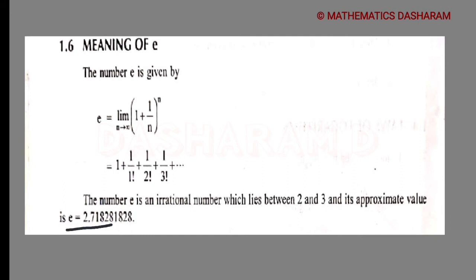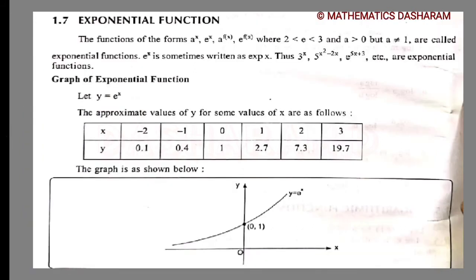But e is an irrational number only. Here the approximate value is 2.718281828. Next topic, exponential function. The functions of the forms a to the power of x, e to the power of x, a to the power of f of x, e to the power of f of x are called exponential functions.